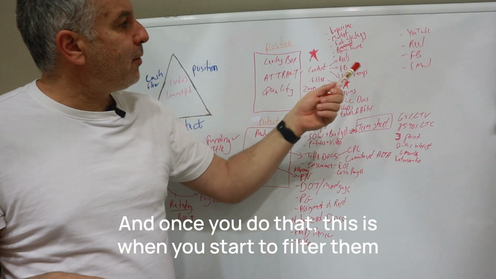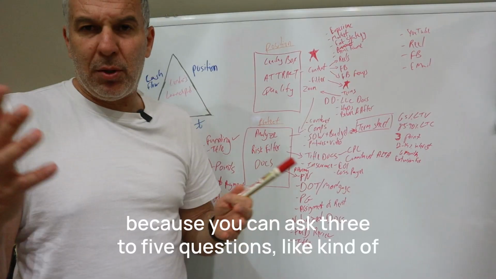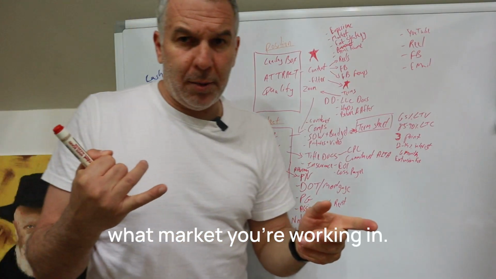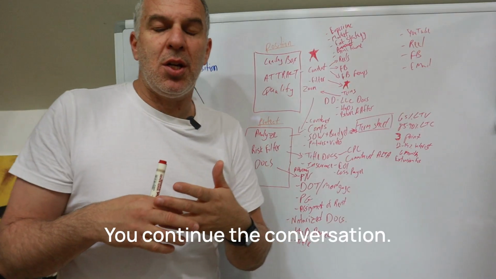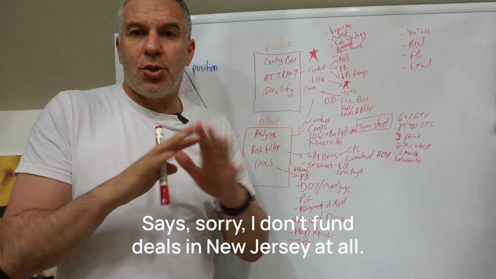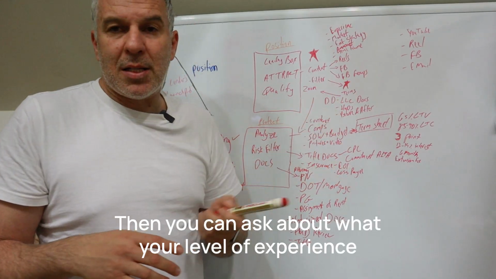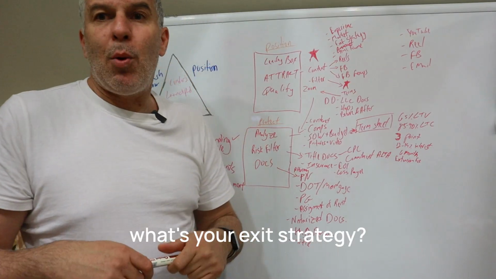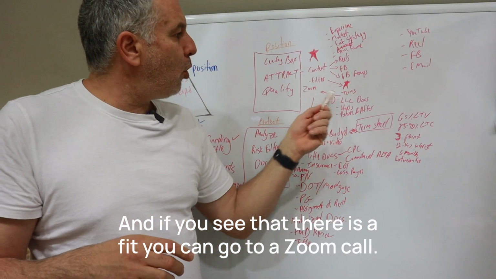And once you do that, this is when you start to filter them, because you can ask three to five questions, like what market you're working. If it's the market that you're working, great, you continue the conversation. If they tell you, again, I'm in New Jersey, you can kill the conversation and say, sorry, I don't fund deals in New Jersey at all. Then you can ask about their level of experience, what's their exit strategy. And if you see that there is a fit, you can go to a Zoom call.